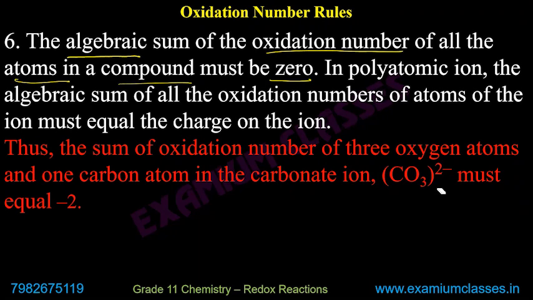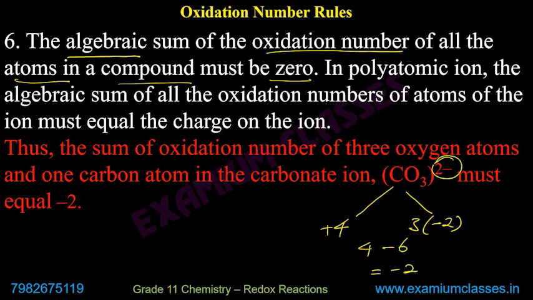Okay. So the sum of all the oxidation states will be equal to the charge on them. If I say CO3 2-, I will say carbon has oxidation state +4. Oxygen is 3 and this is a normal oxide, so it will have -2. So 4 minus 6 is -2, and yes, it is -2 indeed.